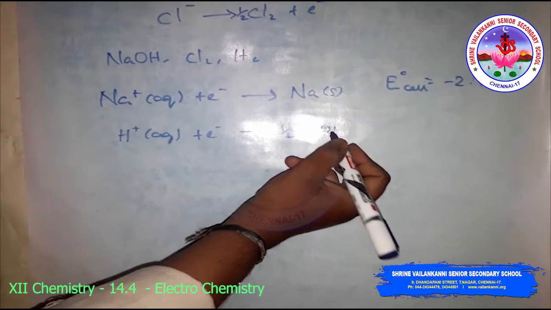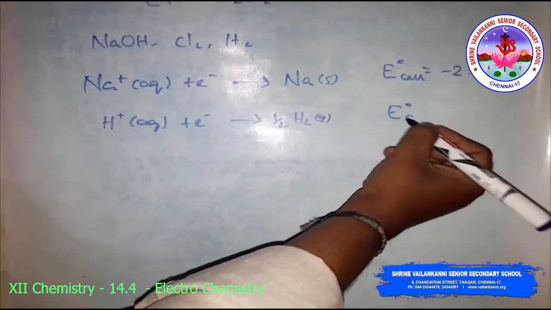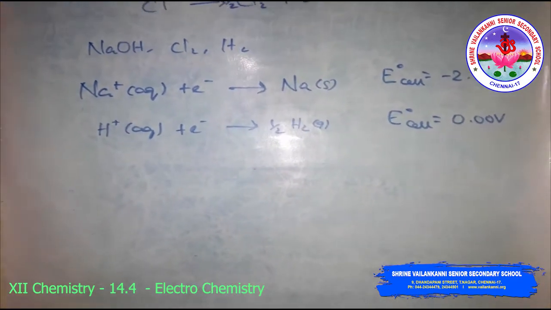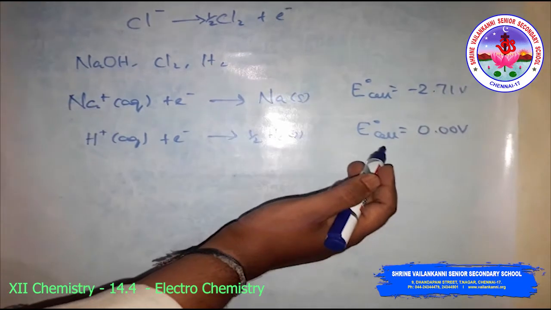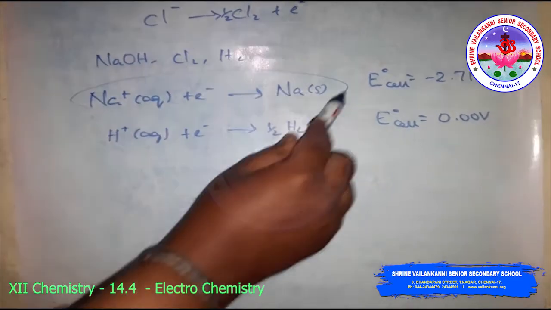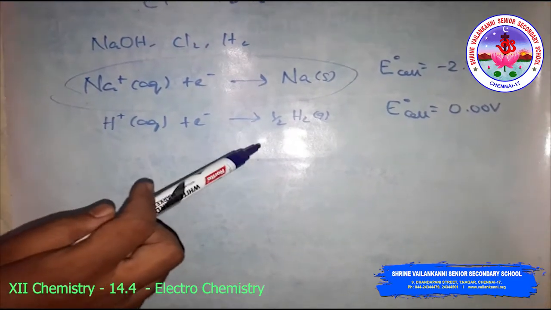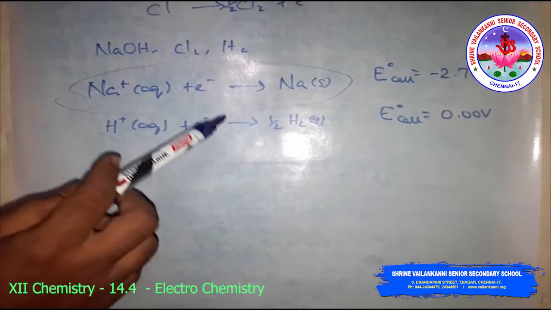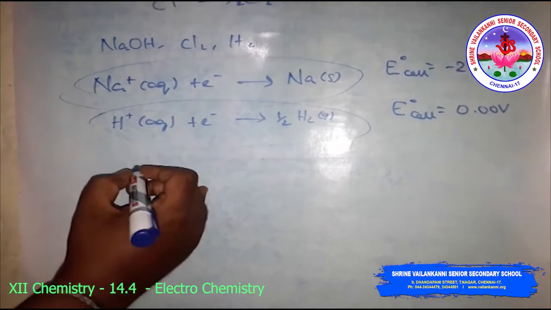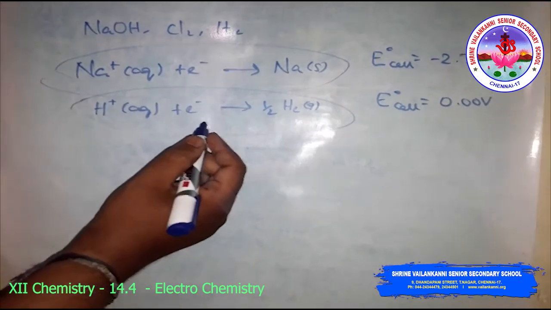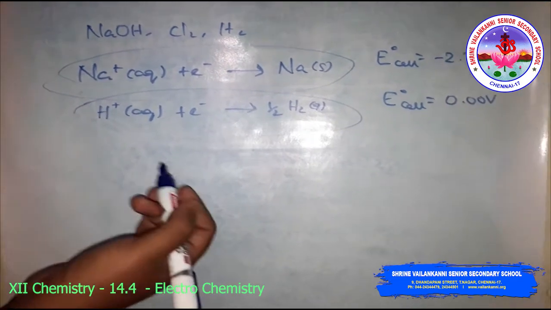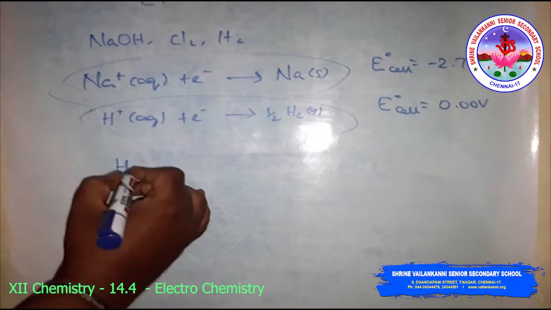The reaction with the higher E0 value is preferred, and therefore it is the reaction at the cathode during the electrolysis. The higher value is that of hydrogen, so H+ aqueous plus an electron gives half H2 gas. But H+ aqueous is produced by the dissociation of the H2O molecule: H2O liquid gives H+ aqueous and OH- aqueous.